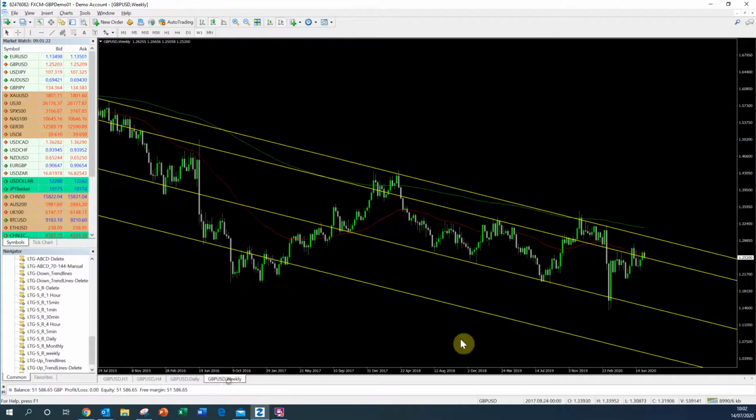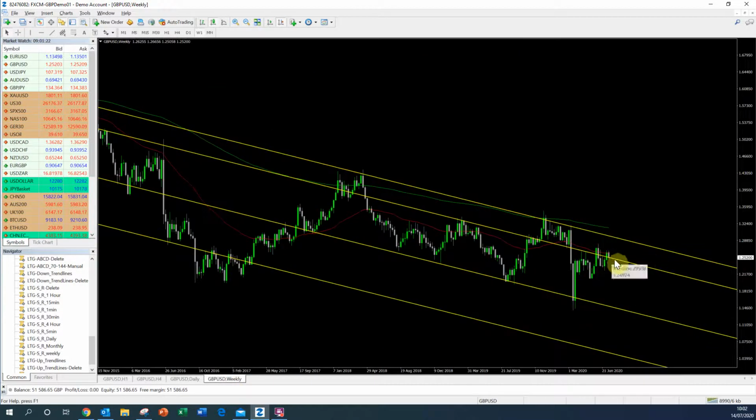So just to recap, we've got the weekly retesting this channel line, looking to potentially go on to the upside for the next 2 weeks or so. And we are having a small rejection off of that 50 EMA at the moment. But I'm looking on the upside at the moment.